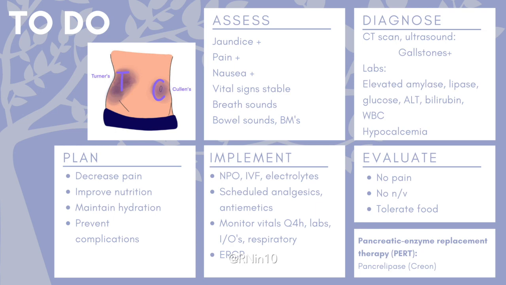Now the plan is to decrease her pain, improve her nutrition, maintain hydration, and prevent complications, and we can achieve these things first by resting her pancreas. That is why we keep her NPO, or nothing by mouth. This will decrease enzyme production by the pancreas. The doctor will order IV fluids and IV electrolyte replacements as needed, probably starting with calcium. We need to strictly monitor her eyes and nose.